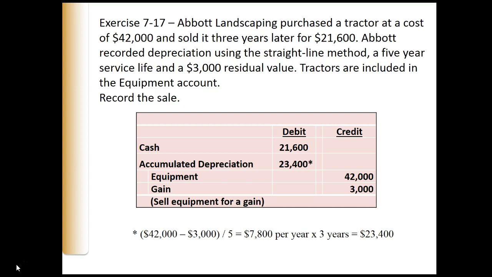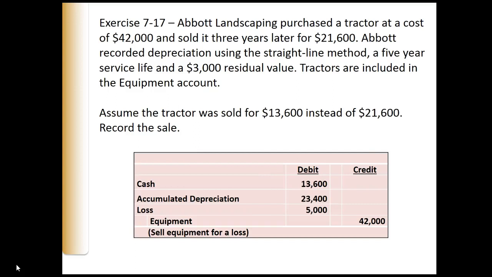We would reduce the accumulated depreciation account to 0. The $42,000 minus the residual value, divided by 5 years would give us $7,800 a year, and we are getting rid of this after the 3rd year, so we would have $7,800 times 3 years of depreciation, or $23,400 in depreciation. So by zeroing out the equipment, the accumulated depreciation, and debiting our cash, we would show a $3,000 gain on the sale of equipment.